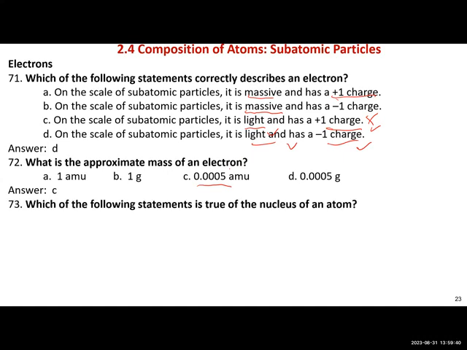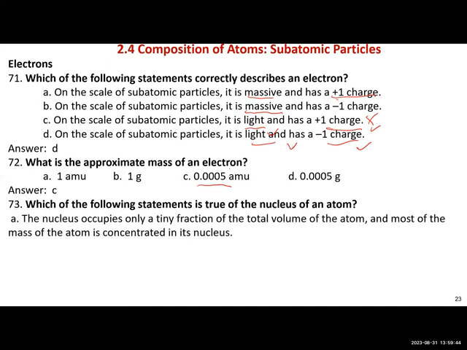Which of the following statements is true of a nucleus of an atom? The nucleus occupies only a tiny fraction of the total volume of the atom, and most of the mass of the atom is contained in it. These both statements are true. Therefore, the whole statement is true.